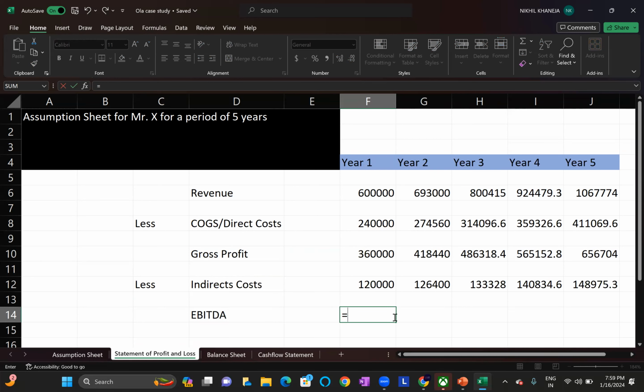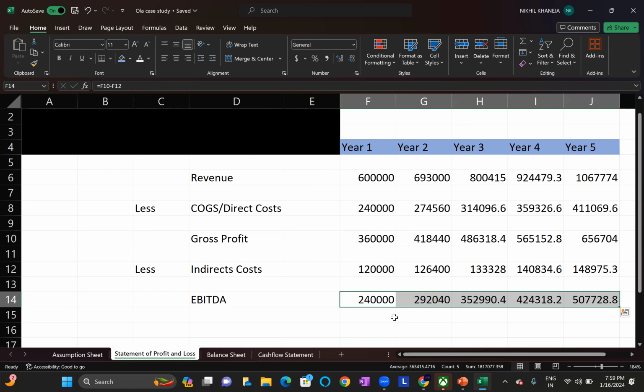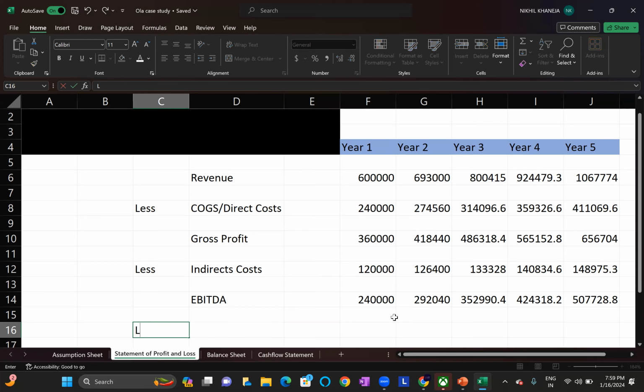I'll reduce it from gross profit, indirect cost. So here I got my EBITDA. Control C, drag it for remaining years. Okay, so it is my EBITDA, earning before interest, tax, depreciation, and amortization. Now I'll reduce depreciation and amortization from it.